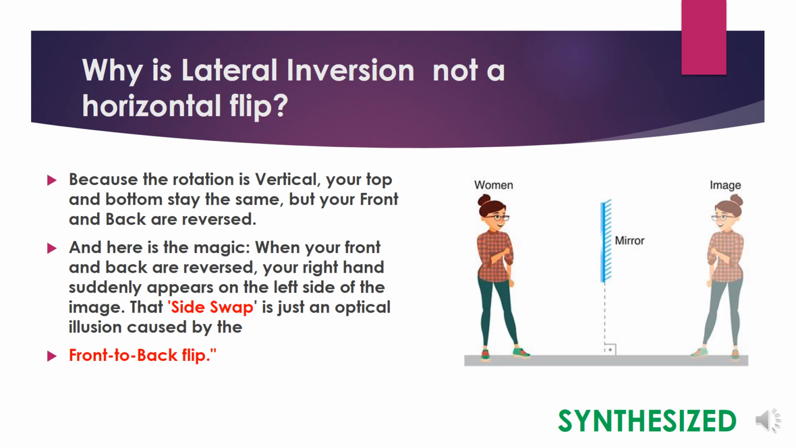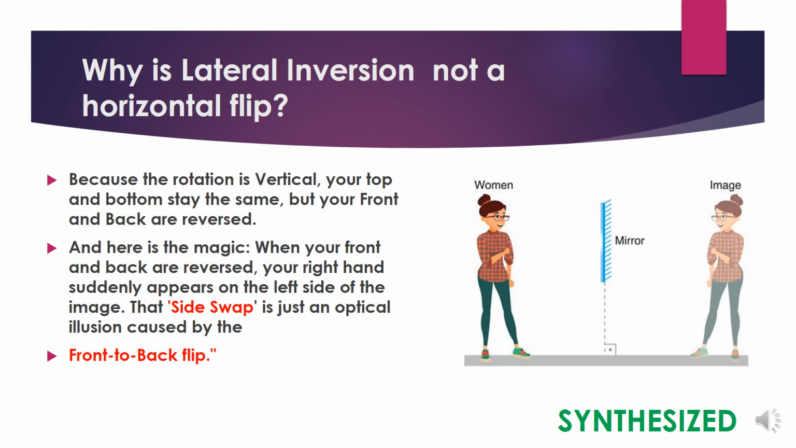Now let us understand that if the mirror rotated you 180 degrees through a horizontal axis, like a bar at your waist, your head would flip down to where your feet are. Head and legs ulta pulta ho jayenge. But a plane mirror doesn't do that. It keeps you upright. Because the rotation is vertical, your top and bottom stay the same, but your front and back are reversed.